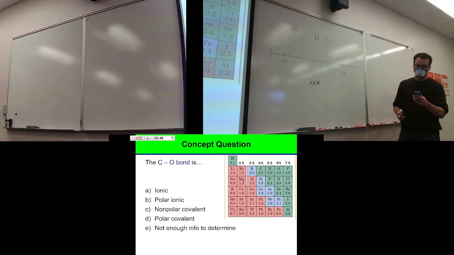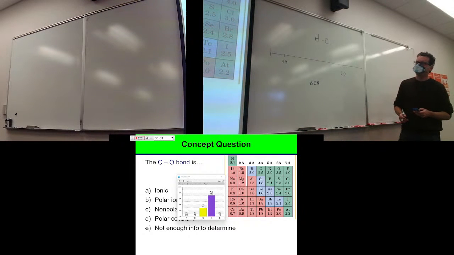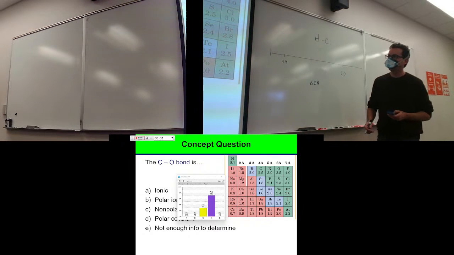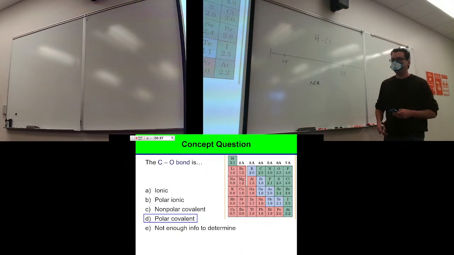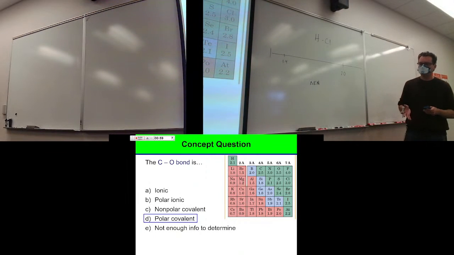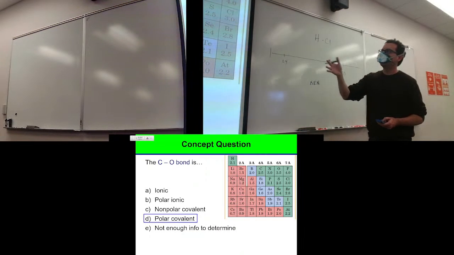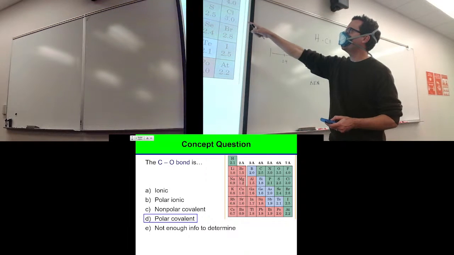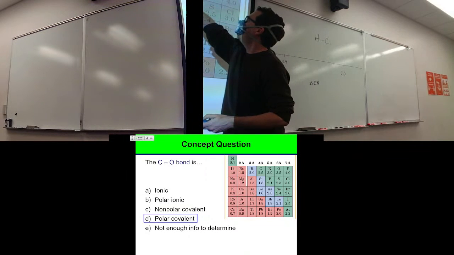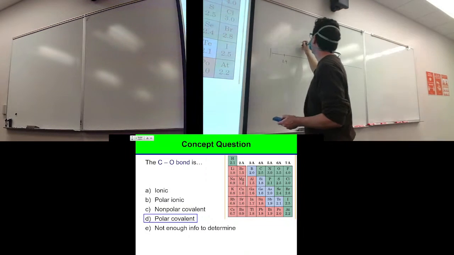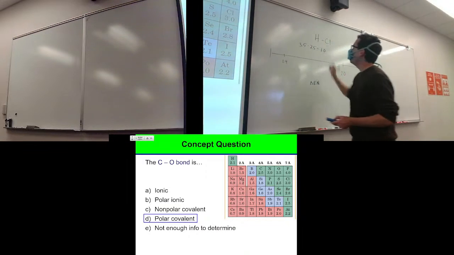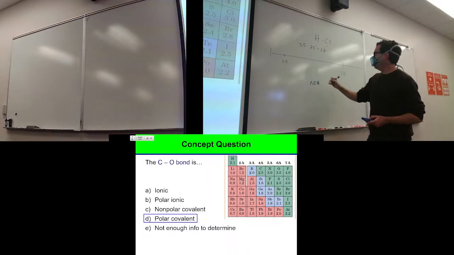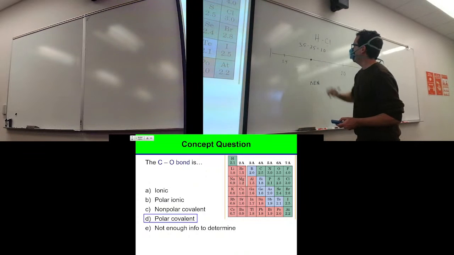Okay, so people are saying C or D, so nonpolar versus polar covalent. In this case, I would definitely say it's polar covalent, and the reason is I instantly try to calculate a difference in electronegativity. Carbon is 2.5, oxygen is 3.5. Doesn't matter which way you do it. The difference is 1.0. On the spectrum, that's right around there.